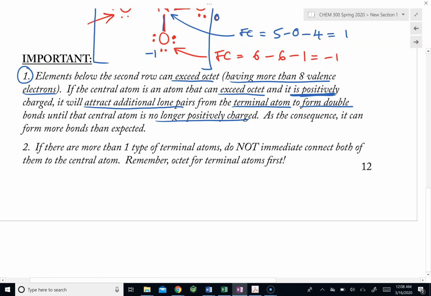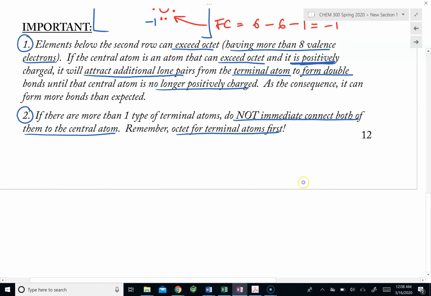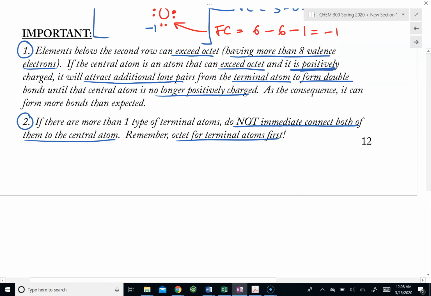And guideline number 2 to also remember: if there is more than one type of terminal atom, do not immediately connect both of them to the same central atom. Remember, we need to give electrons and complete the octet for the terminal atom first. So forming a bond to a terminal atom is essentially giving an electron to the terminal atom. Let's now try some of the practice problems, and that will give us a chance to go back and see guideline number 1 and guideline number 2 and how they are applied in Lewis structures.